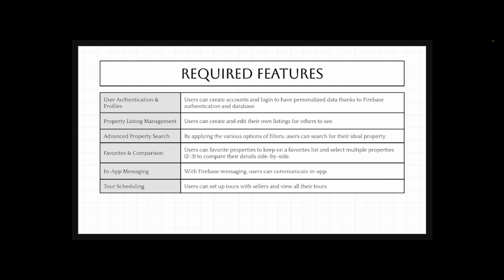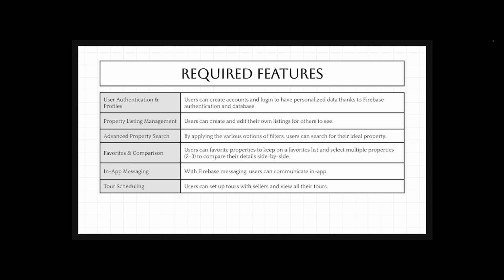After that, we had the advanced property search. This was just creating all the different filters for searching houses. This would allow users to find certain houses they would like way faster than just manually going through every single house.